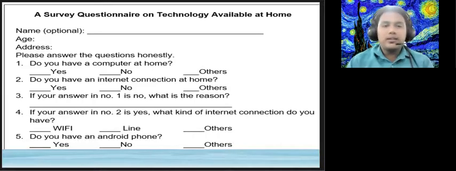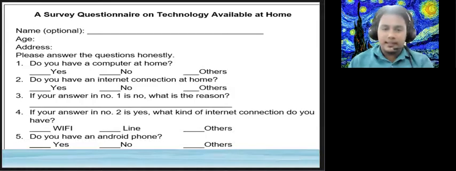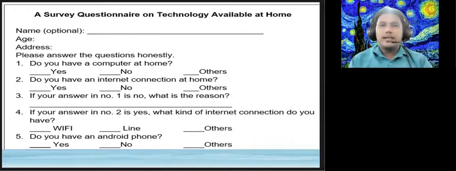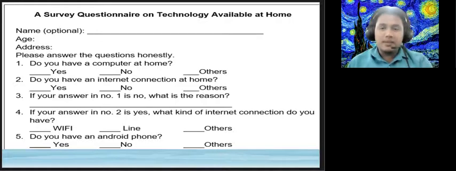Next, do you have an internet connection at home? Yes or no? Meron na namang others. You must omit others. Again, the question is only answerable by yes or no, so others must be omitted. Next, if your answer in number one is no, what is the reason? So it is a plain blank. Again, when it comes to open-ended questions, pwede ka pa rin maglagay ng options. Maglagay ka ng one or two or three options, then maglagay ka ng others, please specify, then blank. So ganun tayo mag-revise.